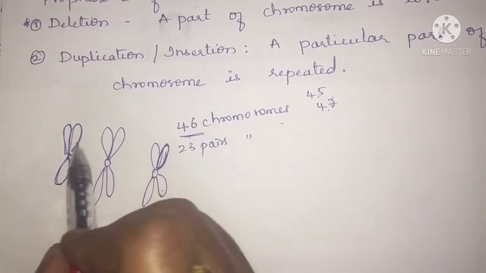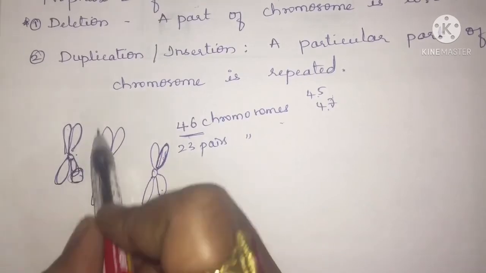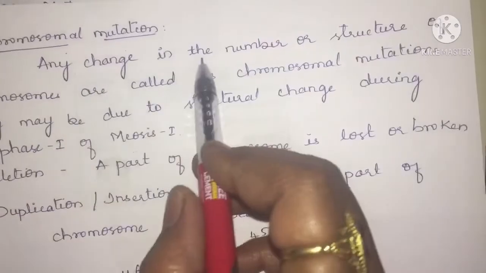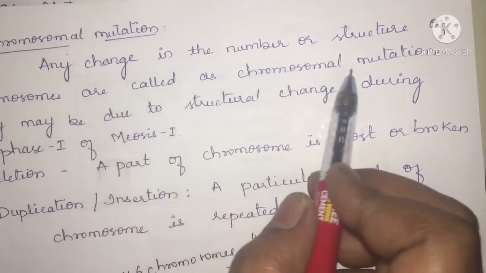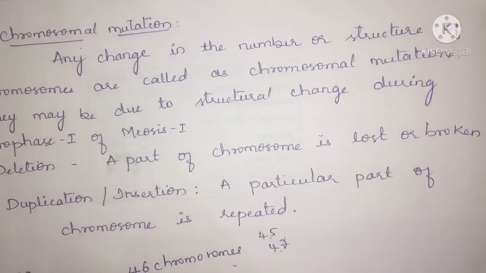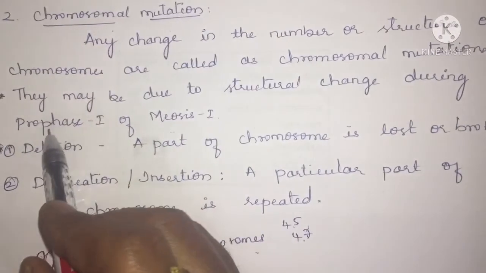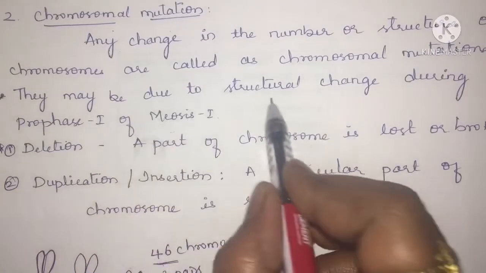If there is a change in the number or structure of a chromosome, what does it result in? Chromosomal mutation. Any change in the number or structure of chromosomes is called a chromosomal mutation. Hope you understood what it talks about. These chromosomal mutations may be due to structural change.